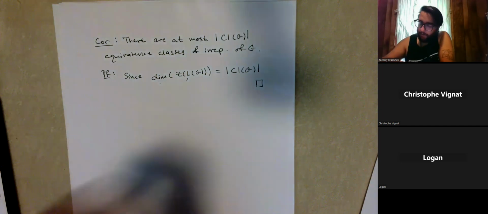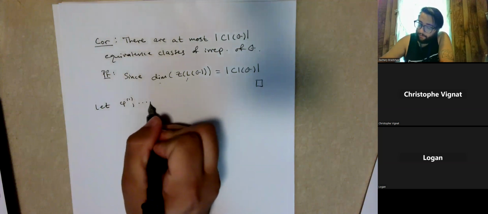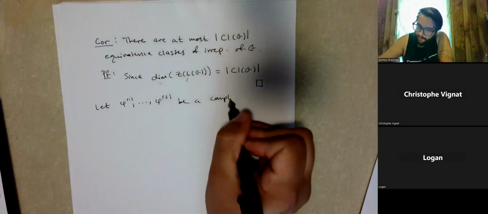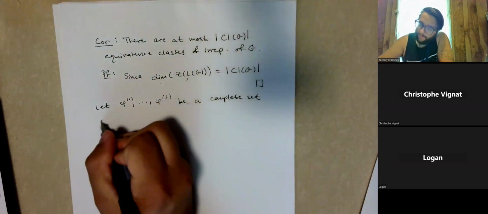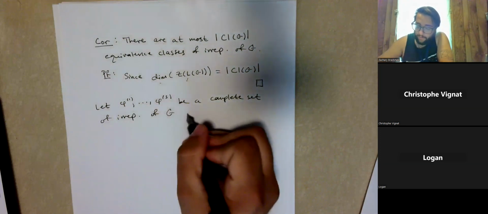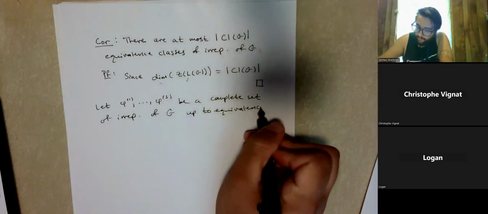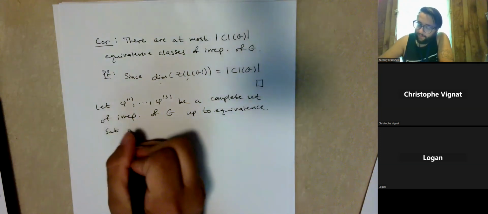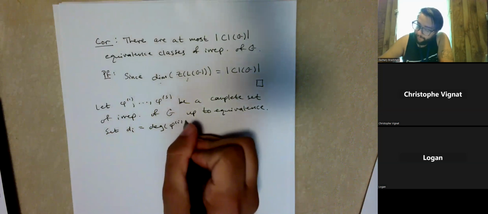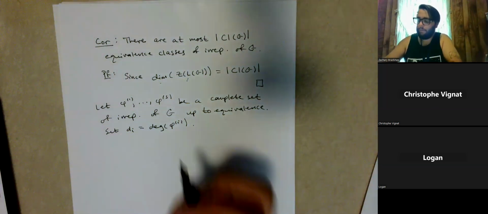Okay. So let phi_1 through phi_s be a complete set of irreducible representations of G up to equivalence. And we'll set d_i equal to the degree of phi_i. Okay, so this will hold throughout the rest of the lecture.